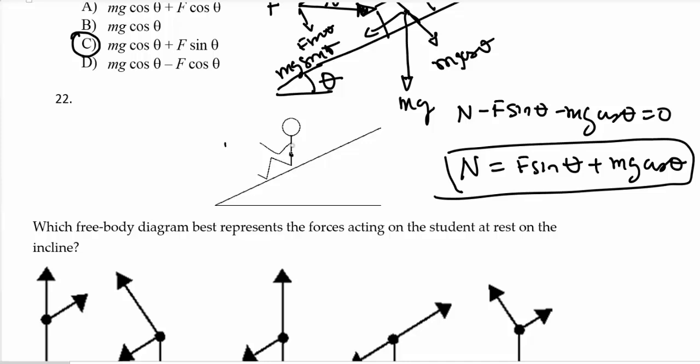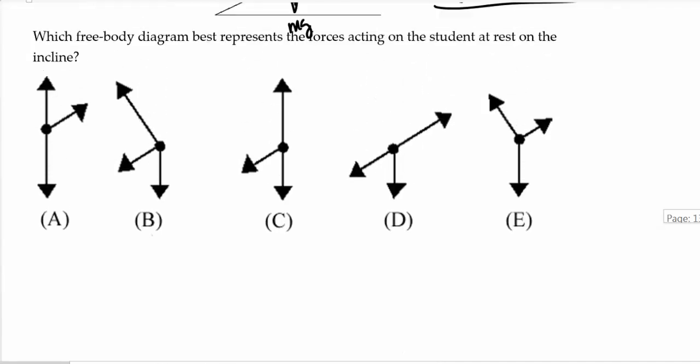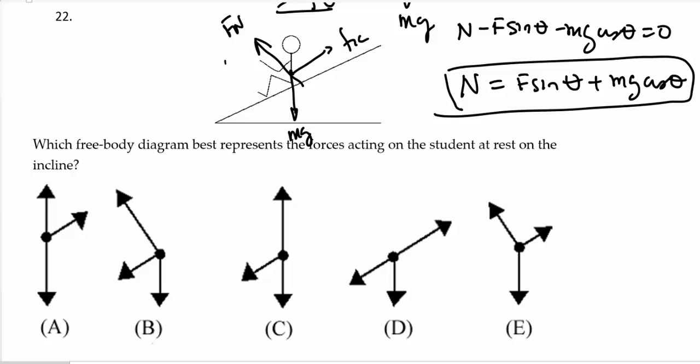He's at rest, so the weight is vertically downwards. The normal force is, and the friction will be up. Yeah, there's friction. He cannot be at rest if there is no friction. You know why? Because if he is sitting on an inclined plane, then there will be a component of the weight along the plane downwards, and he can only be at rest if there is a force countering that component. So which one is the correct answer? That should be E.